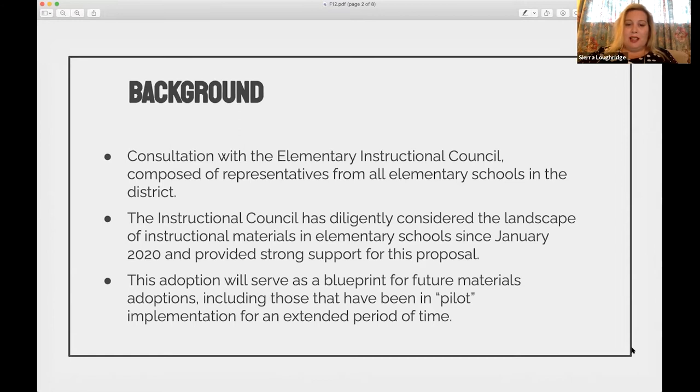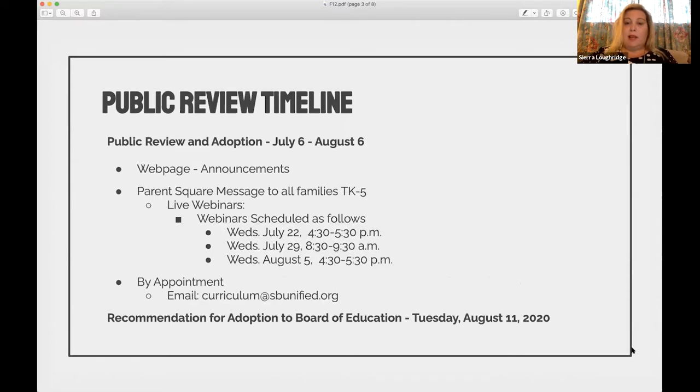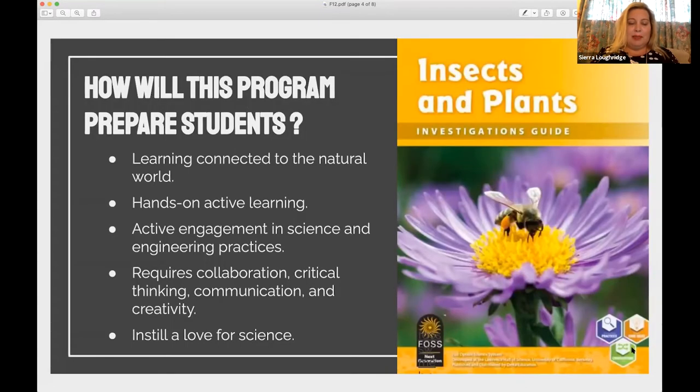So this adoption was put forward by the Elementary Instructional Council. Additional opportunities on the next slide show that not only did we provide time for our teachers to come and give public comment, we also hosted 3 webinars to the public, given that it's COVID, and we grew the FOSS curriculum with them and answered questions that they may have had. And as you know, this is our final recommendation after the 30 days of public comment, and we are really hoping that you will move forward with the adoption. On the next slide, please.